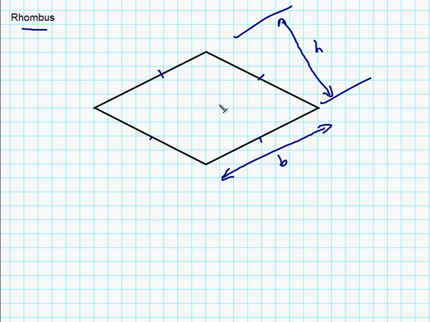So here's an alternate way to get the area of a rhombus. What if you know the two diagonals? Say you know this distance and you know this distance. And let's call those D1 and D2, the two diagonal distances, okay? Well, notice that that cuts the rhombus into four identical triangles. And in fact, it's going to produce a right angle here. And so it's going to give you four right triangles.